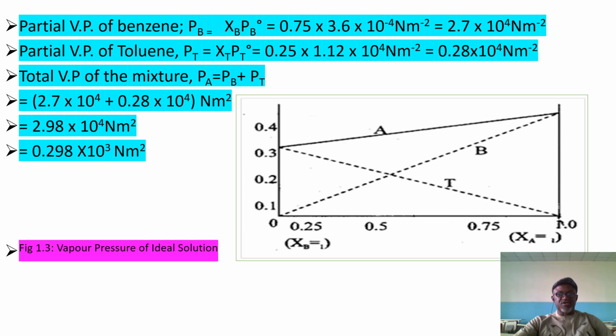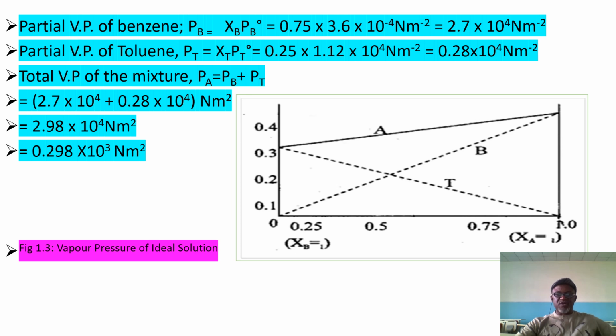Now that illustration continues. The partial vapor pressure of benzene using Raoult's law: XB multiplied by this, we'll get it. The partial vapor pressure of toluene using Raoult's law again, we'll get this. So the total vapor pressure will be the summation of the partial pressures of the two. Remember I mentioned Dalton's law. When we add that, we'll get our answer.